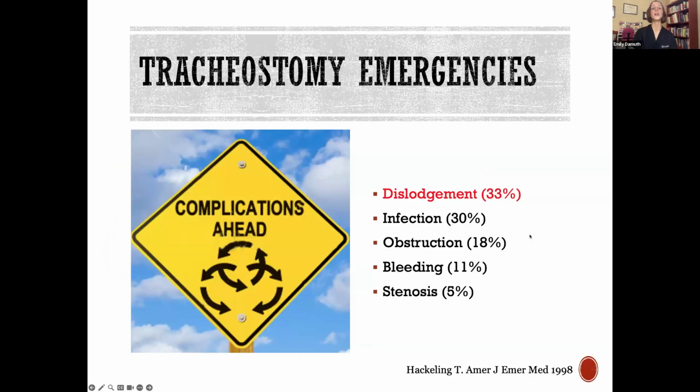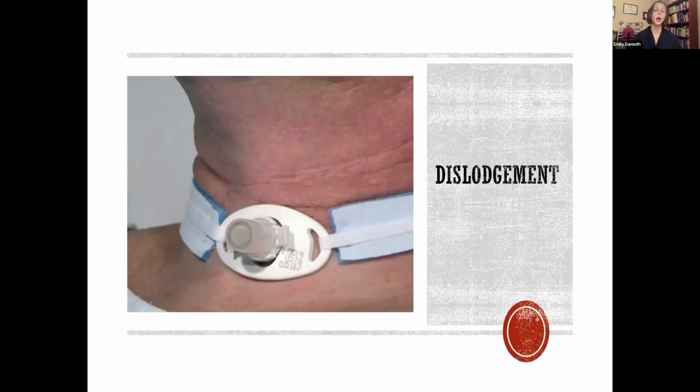All right, so what are the emergencies we're going to encounter? This is an EM paper, but they're very similar in the critical care setting. Most common is dislodgement. We'll talk a lot about that. As far as life-threatening complications, we see dislodgement, obstruction, and bleeding more so. You will also see infection and stenosis. Most of the time, infection doesn't create an acute life threat unless mucus obstructs the airway. So let's talk about dislodgement.